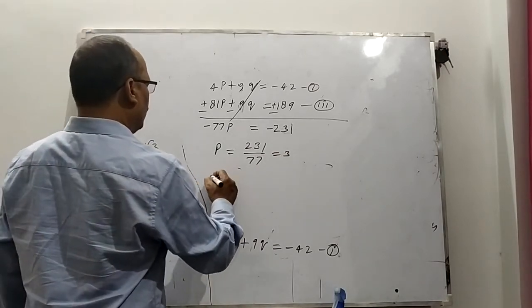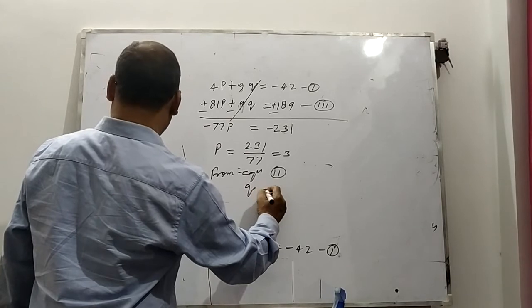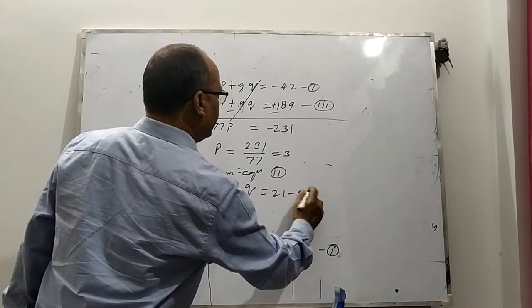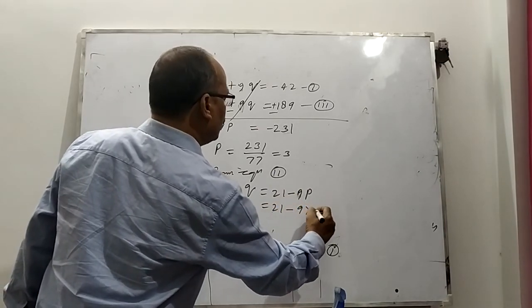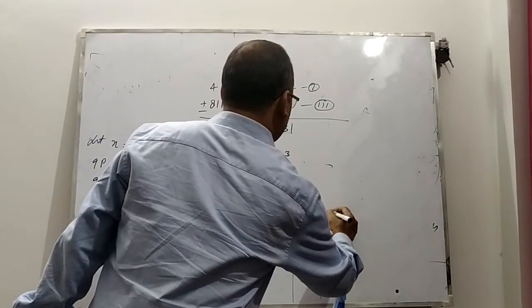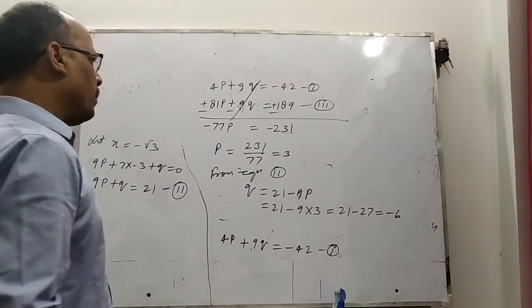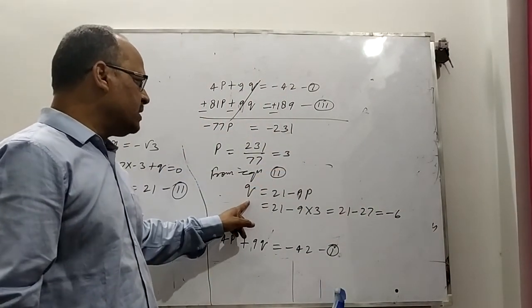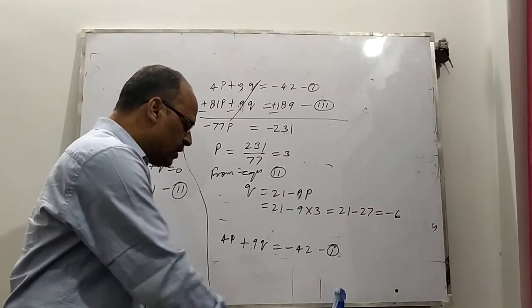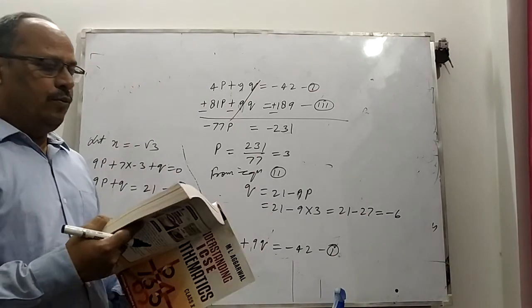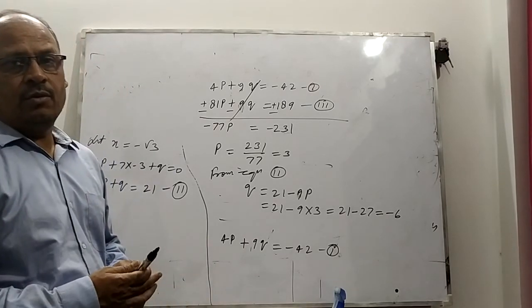Now find the value of q from the second equation. q equal to 21 minus 9p. 21 minus 9 into 3, then 21 minus 27 equal to minus 6. So the value of p is 3 and the value of q is minus 6. Now is it clear? So in this way you will try to solve exercise 5.1. If you have any problem, you can ask through WhatsApp. I will explain. God bless you.